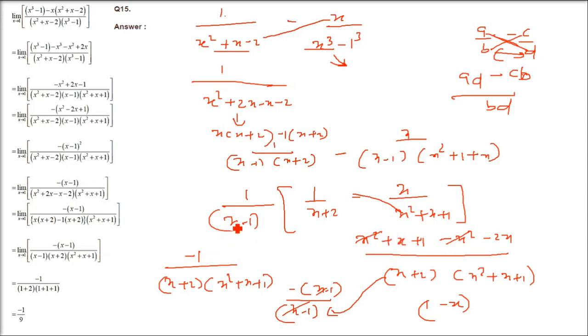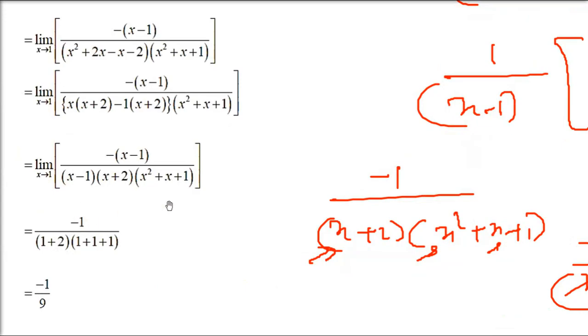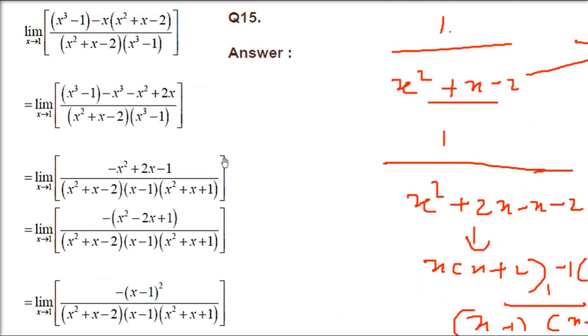So there are two ways which I told you. You can see the solution as well. Just to make it easier, to make it faster, this method can be used. So put x as 1 here, you will get minus 1 by 9. Okay, 1 plus 2 for x plus 2, and x square is 1, x is 1, then 1 we have already. So minus 1 by 9.